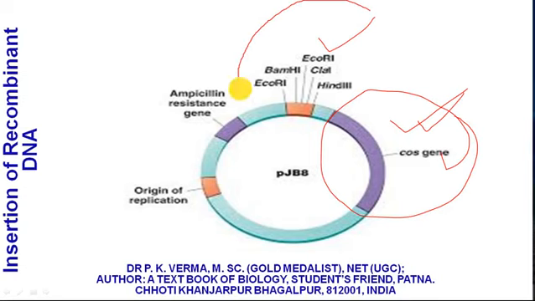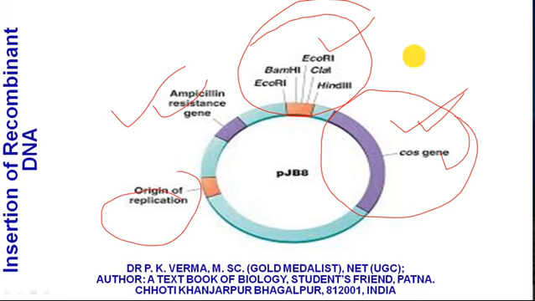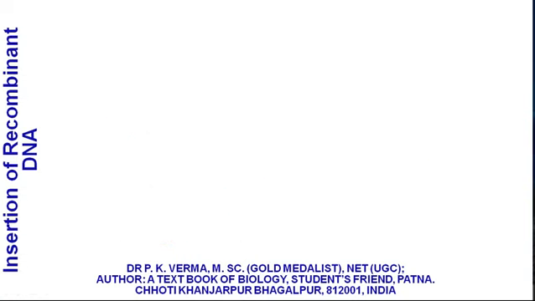The other site contains a number of restriction endonucleases such as EcoRI, BamHI, EcoRI again, ClaI and HindIII. The selectable marker is the ampicillin resistance gene, and there is the origin of replication. So except for this cos site, all other sites are similar to the normal plasmid vector. This model is pJB8, a cosmid called p, that is derived from plasmid JB8.